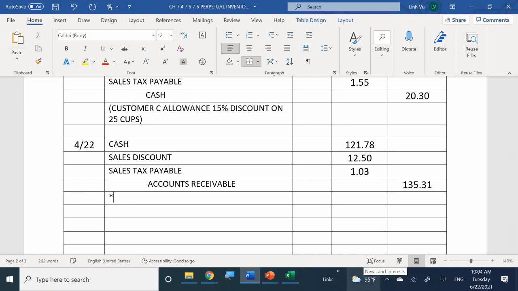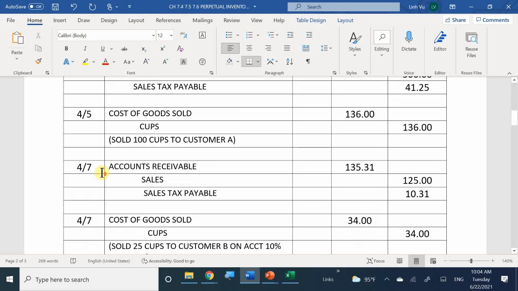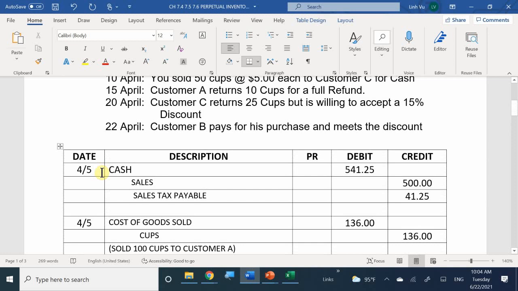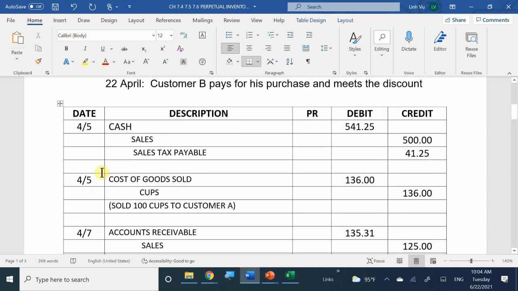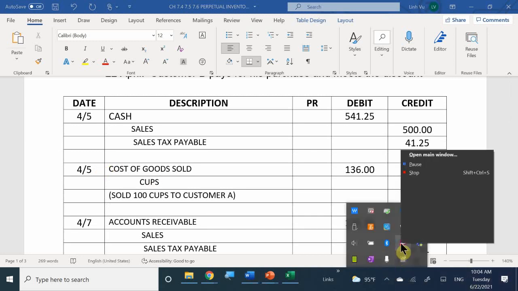And I'm also going to make a note here that customer B paid in full, received 10% discount. Okay. Excellent. All right. Good job. Any questions in regards to the chapter 7.4 all the way to 7.6 exercise? No. All right.